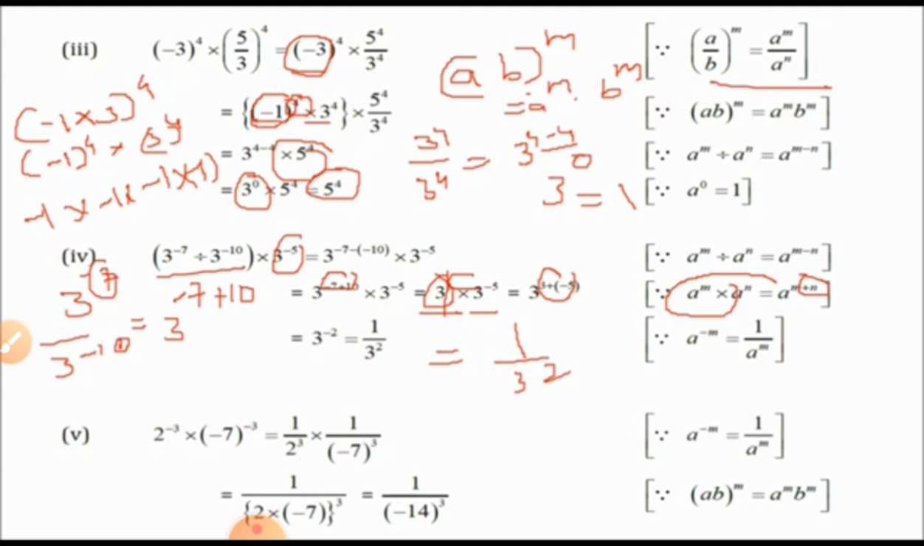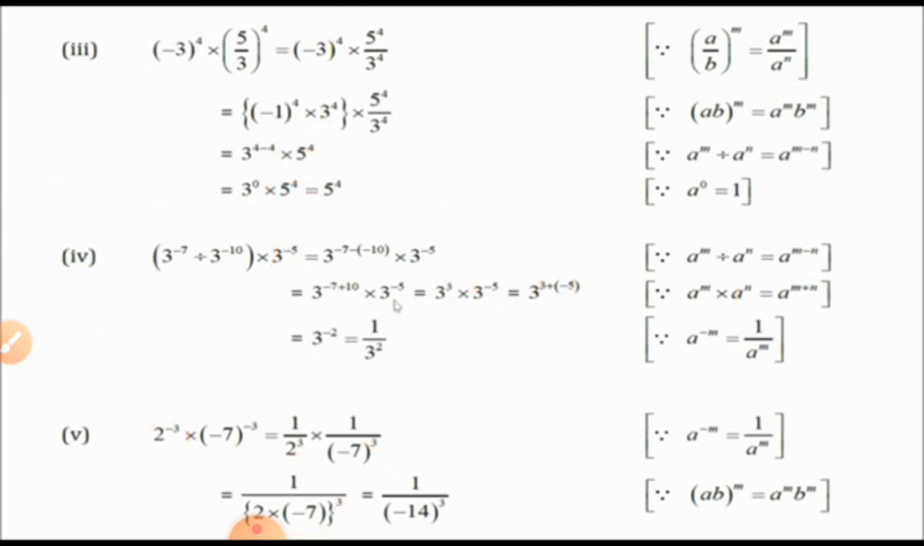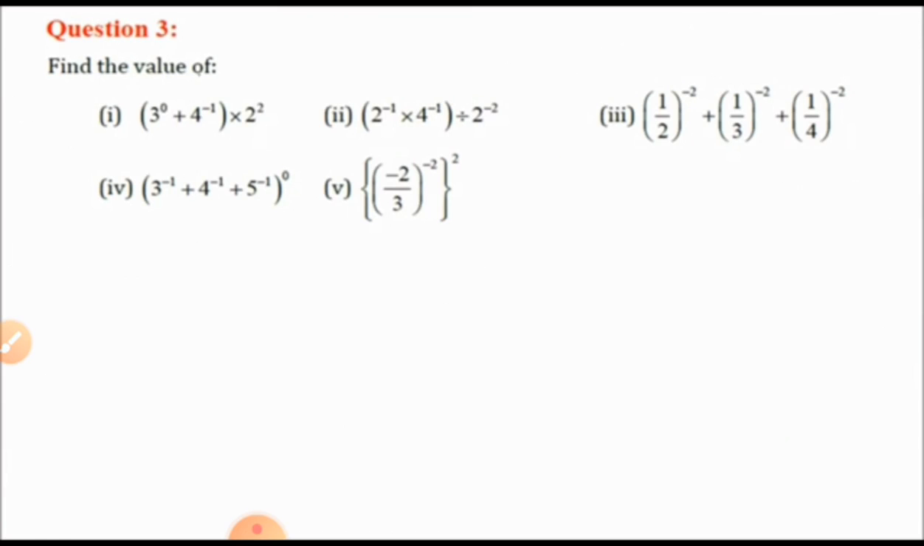Fifth one, 2 raised to minus 3 is multiplied with 7 raised to minus 3. Both numbers are different, but their exponents are the same. Can we write together 2 into 7 raised to 3? Yes, in the denominator, downside. So 2 into minus 7 will give me minus 14. Isn't it? Okay.